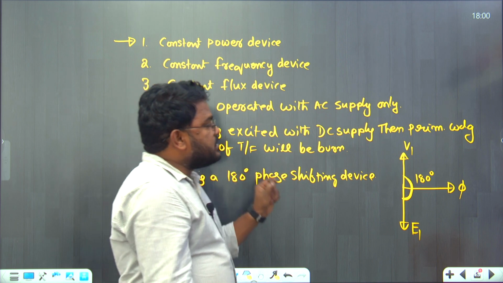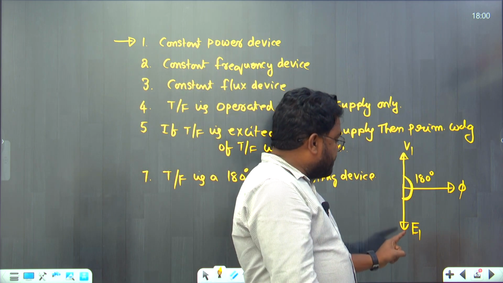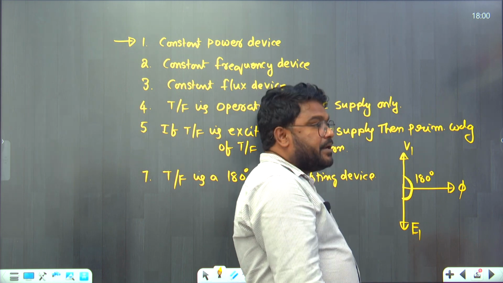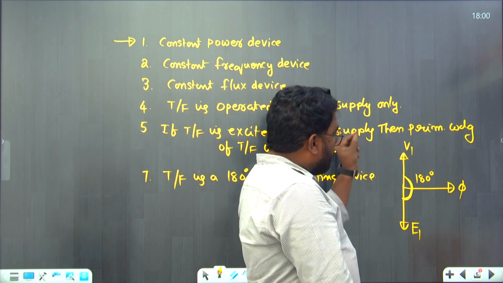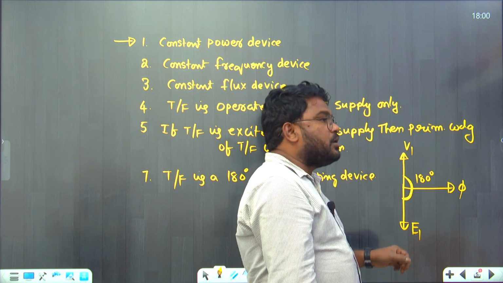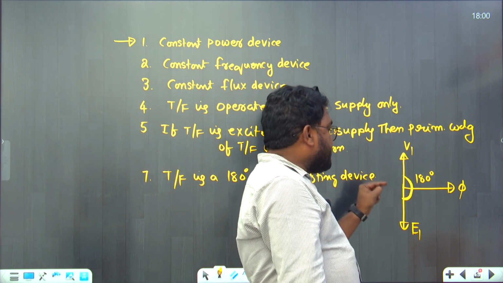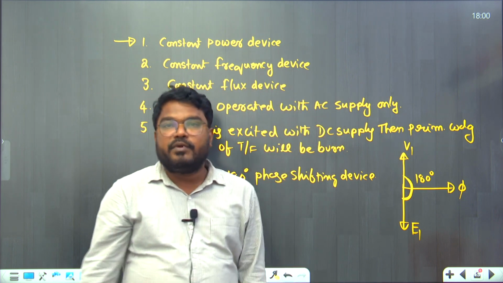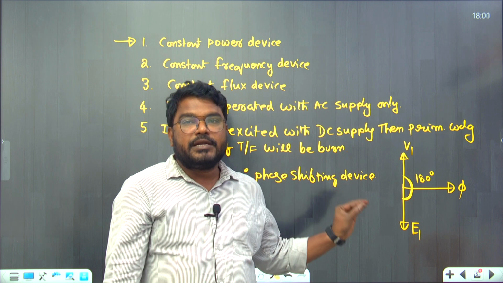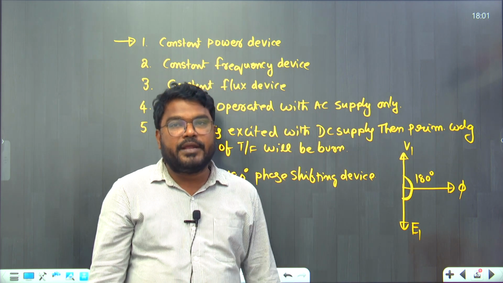That means the phase displacement between the primary induced EMF and the applied voltage is equal to 180 degrees. If at omega t equal to 0 the applied voltage is given to the transformer, then after a 180 degree time delay, EMF is induced in the transformer. That is why the transformer is treated as a 180 degree phase shifting device.